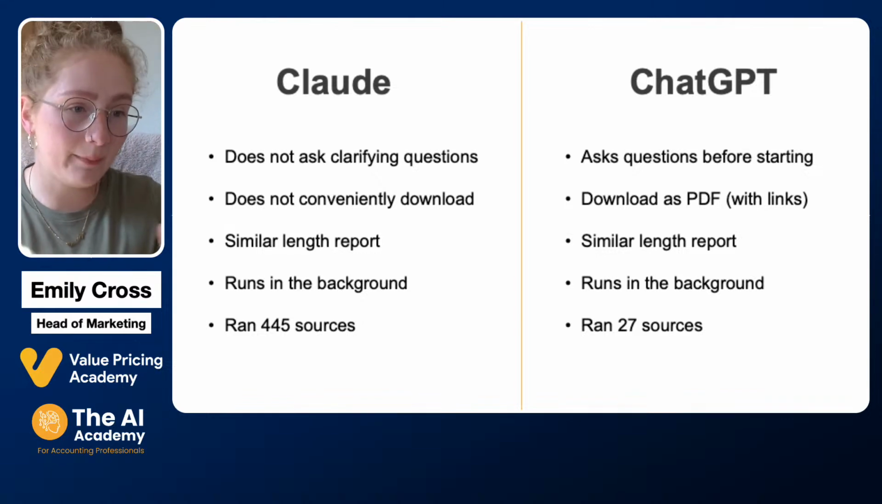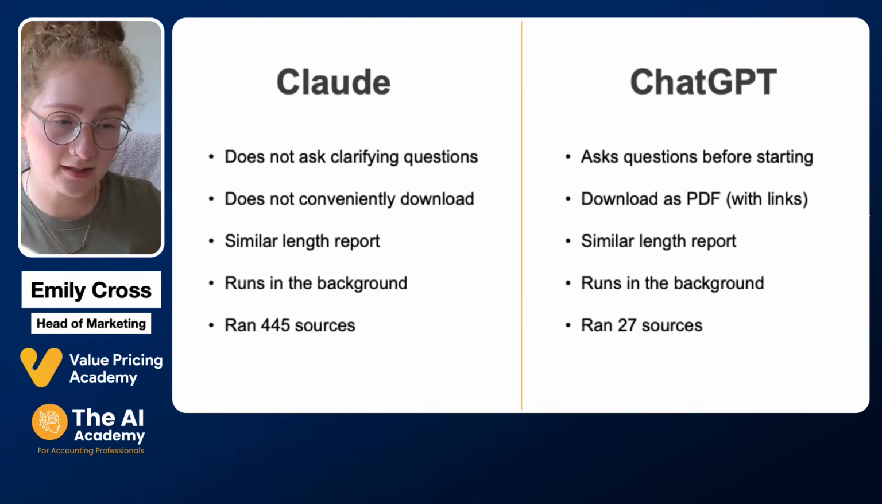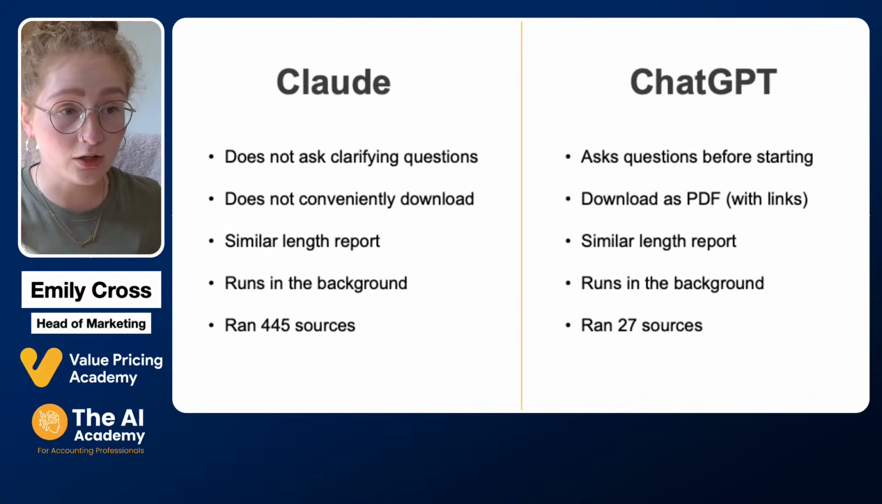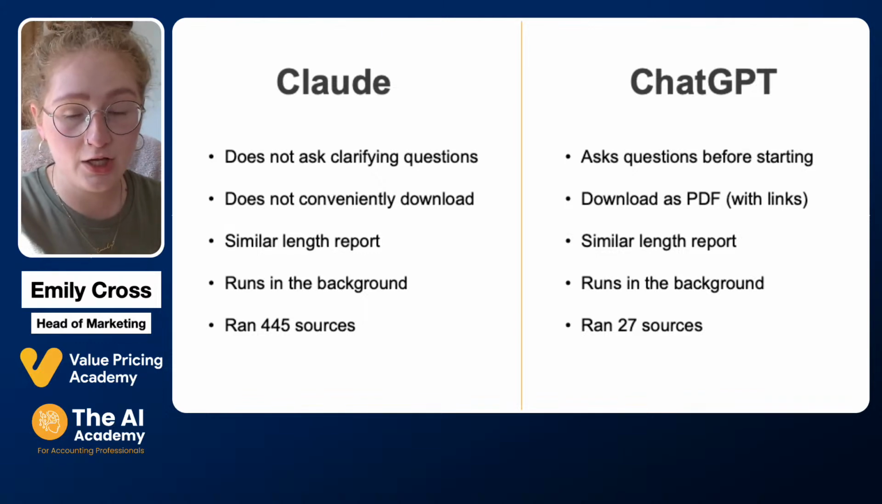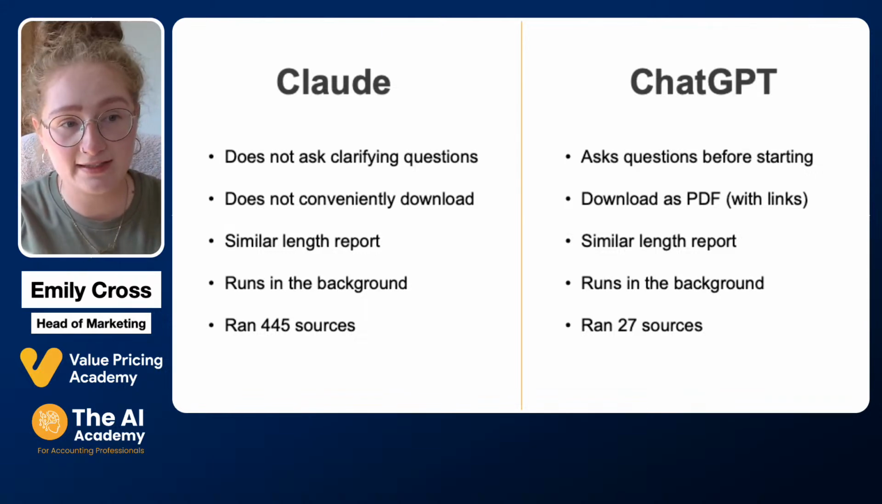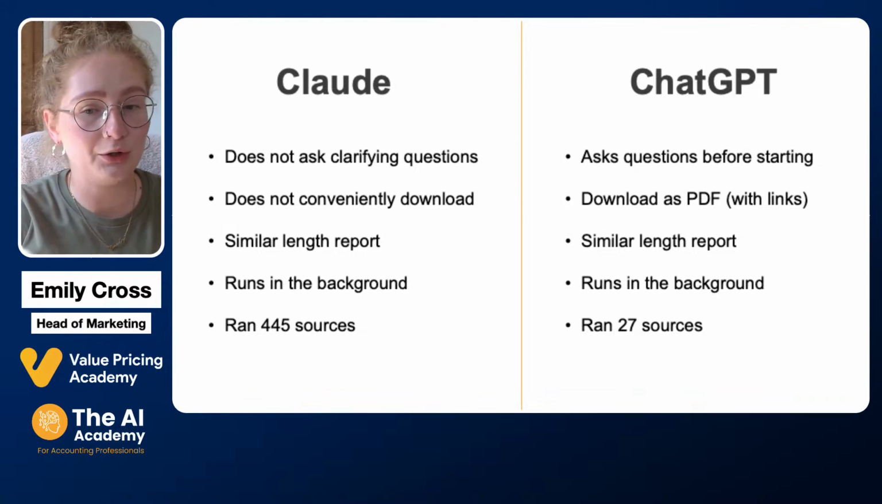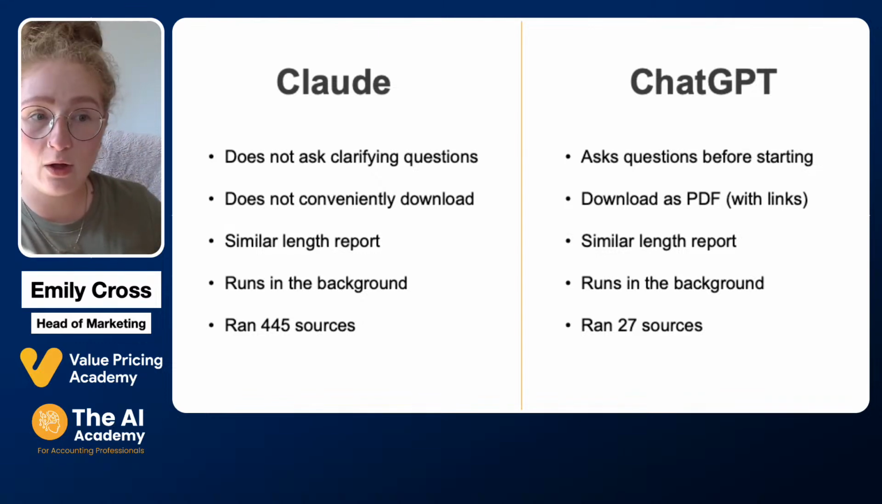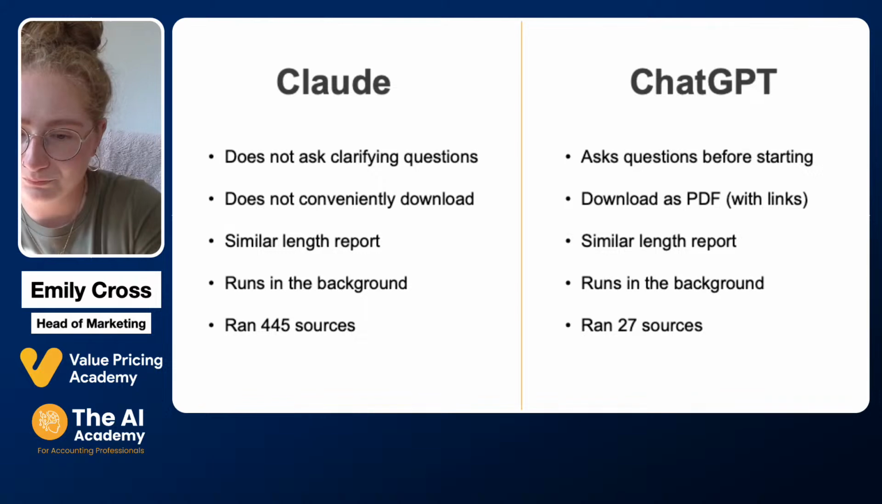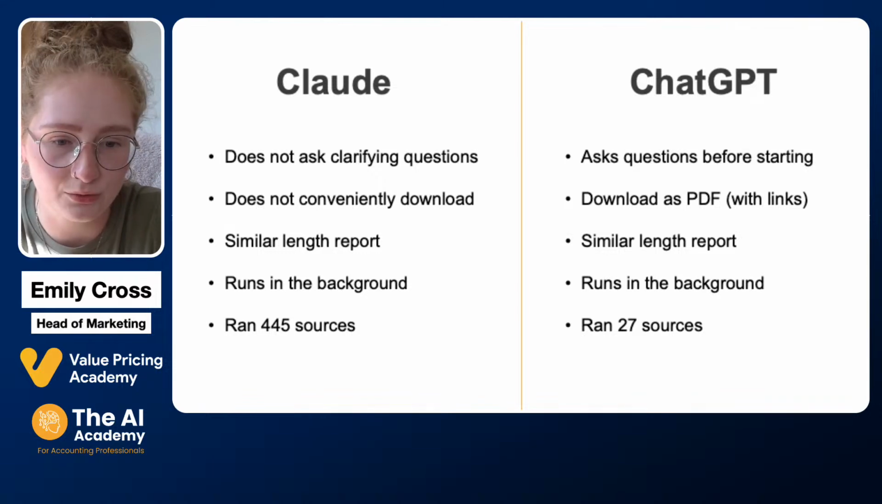They both run in the background if you're doing another task, so that's really helpful. Claude is just bigger and larger in the amount of research that it does. So it did 445 sources for the New York report, whereas ChatGPT did 27 for the New York report. So, you know, maybe you could get a bit overwhelmed with the Claude one, but it's also doing a massive, massive job for you. So some different things to consider.